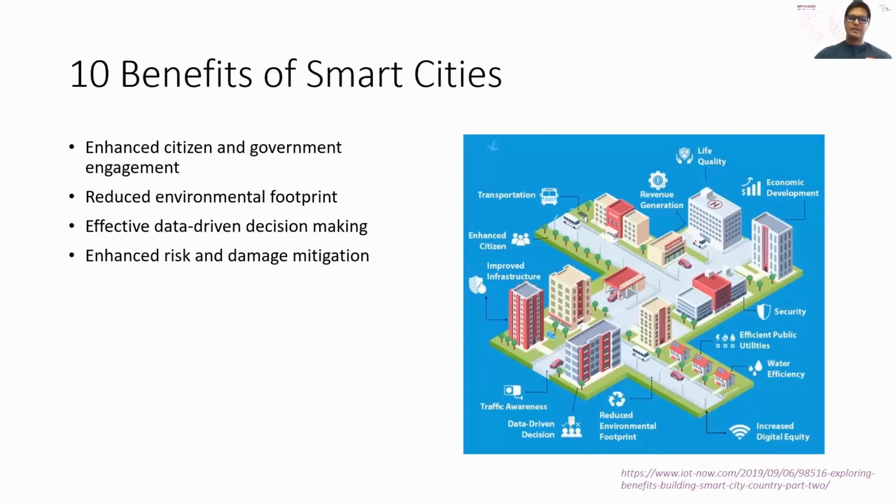Enhanced risk and damage mitigation. Now, again, it ties in with the previous point. If you have the data, you can mitigate, analyze, and troubleshoot things before they actually happen, or you could foresee something happening and remedy it at the start. So enhanced risk and damage mitigation is definitely a great plus when it comes to smart cities.